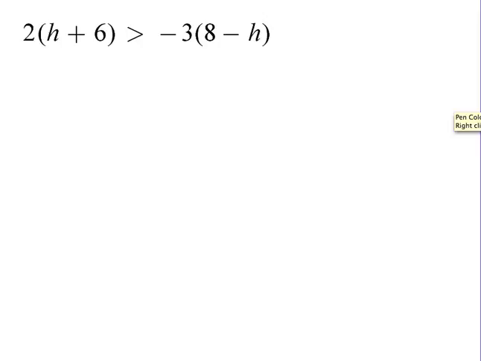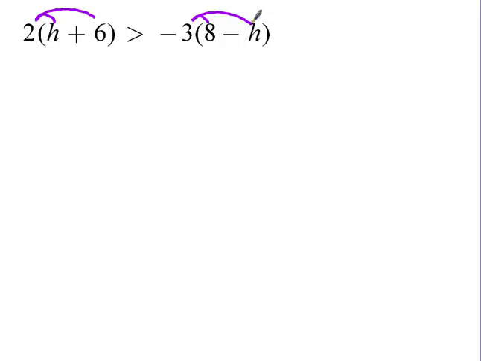But this is the thing. You've already seen the process of how to solve these when they were equations. Now we're just changing the sign between them to an inequality. So it's the same steps. What do you do first? Distribute. Now notice I get to distribute twice.